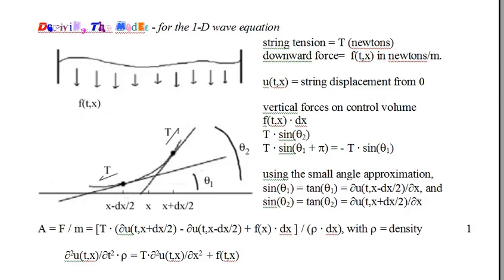Similarly, the force on the left end of the control volume at x minus dx over 2 is T, and the direction of the force is theta 1 plus pi. The vertical force is T times the sine of theta 1 plus pi, which equals T times the sine of minus theta 1, which is minus T times the sine of theta 1.